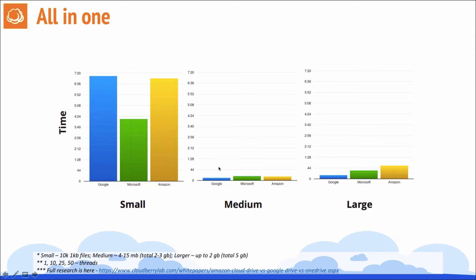That's from the performance perspective. So if we take a look at the medium file sets, which is from 4 up to 15 megabytes, and the total is about 3 gigs, we see it's pretty much the same. Microsoft takes a slight lead here compared to Amazon and Google Drive. And in large sets, we certainly see a big improvement in Amazon Cloud Drive.